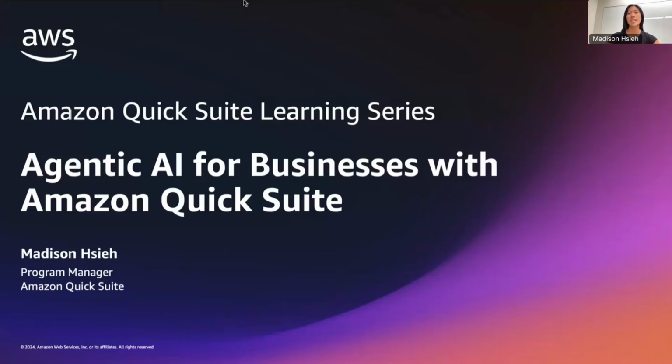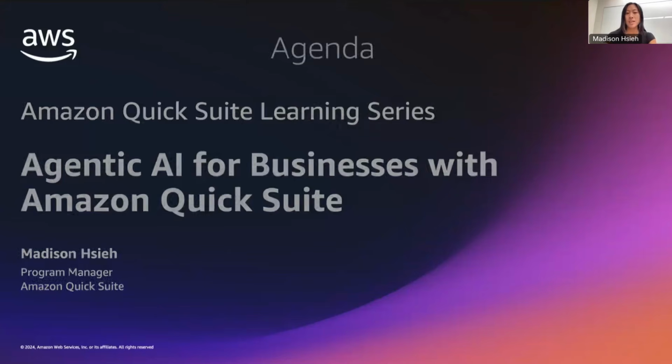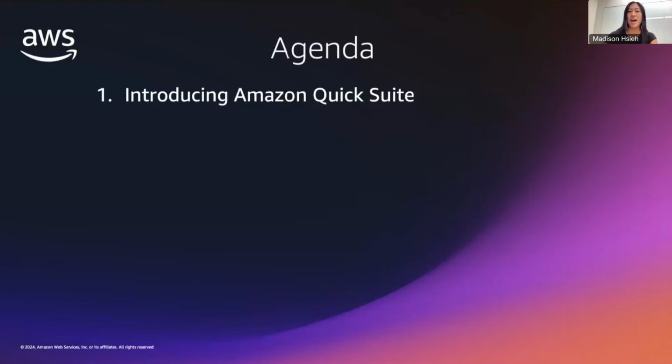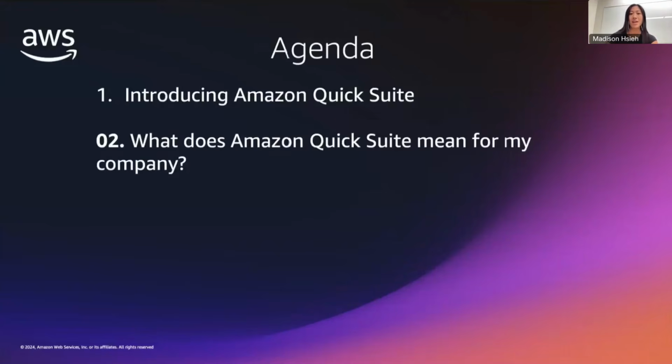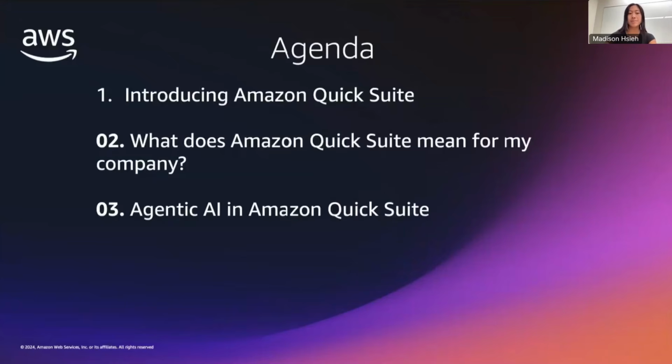So we will be talking today about Agentic AI for businesses with Amazon Quick Suite. So just to give a brief agenda, I'm going to first introduce what Amazon Quick Suite is. And then we'll cover what Quick Suite means for your company. This session is specific to business users or those who are looking to figure out how to plug Agentic AI into their company. And then we'll see Agentic AI and Amazon Quick Suite through a demo. So I'll be doing more of an around the grounds to familiarize everyone with what exactly the product looks like.